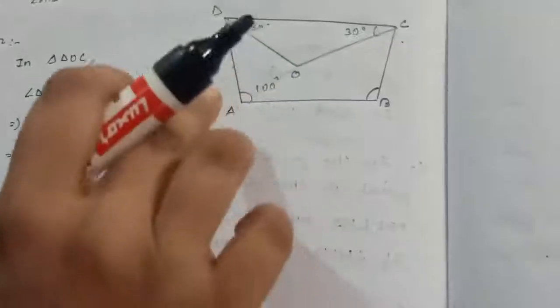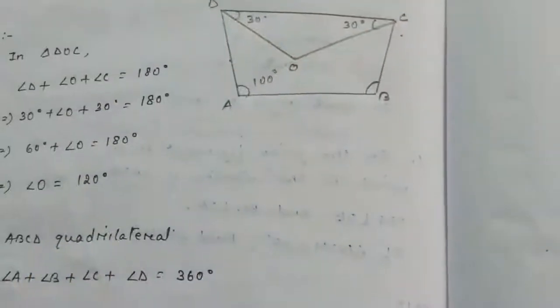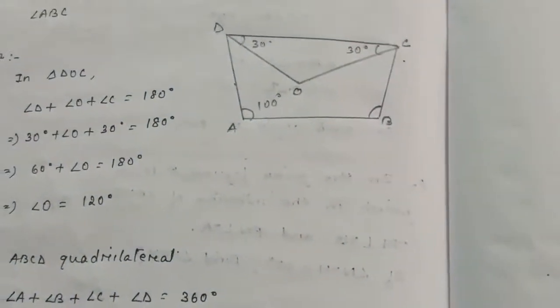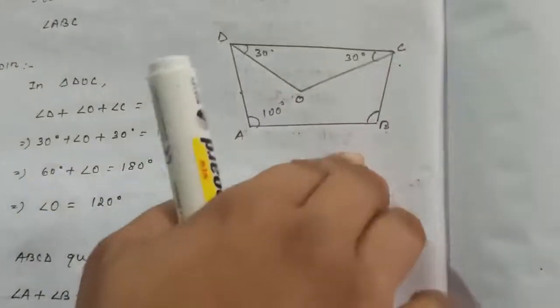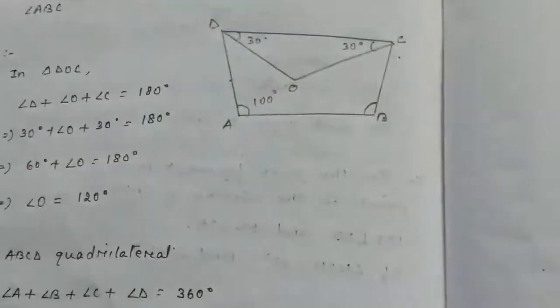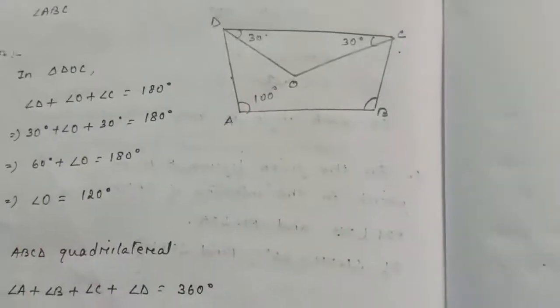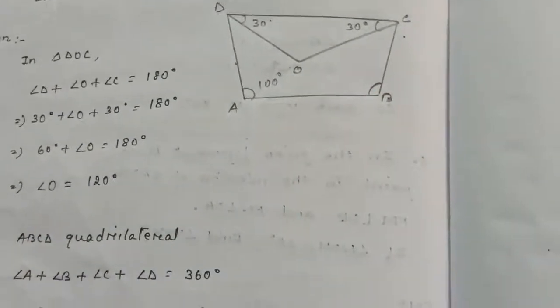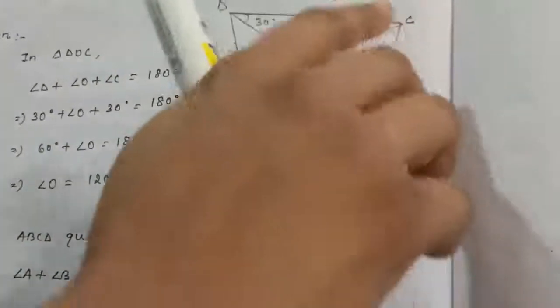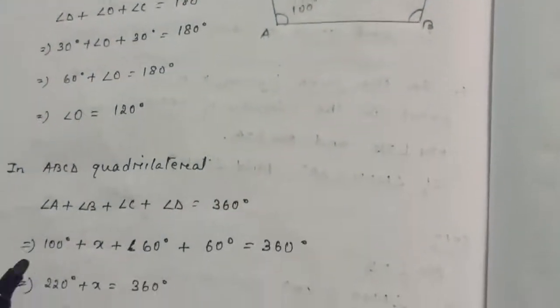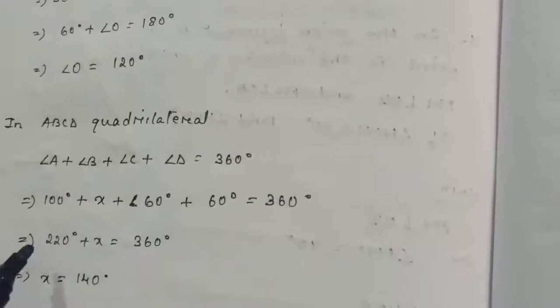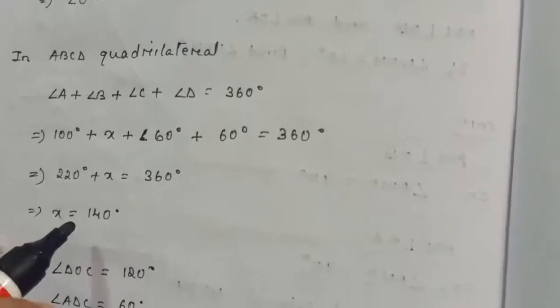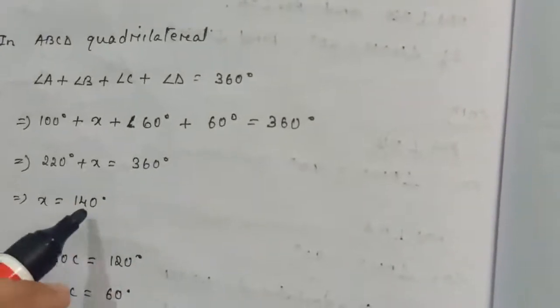Now in the quadrilateral, forget about this triangle. In the quadrilateral ABCD, we know the sum of angles of the quadrilateral is 360 degrees. Angle A plus angle B plus angle C plus angle D will be 360 degrees. A is 100, B we don't know, so I have taken it as X. C is 60, it is given here. D is also 60. Now 100 plus 60 plus 60 will be 220 plus X is equal to 360 degrees. So X is equal to 360 minus 220, which is 140 degrees.